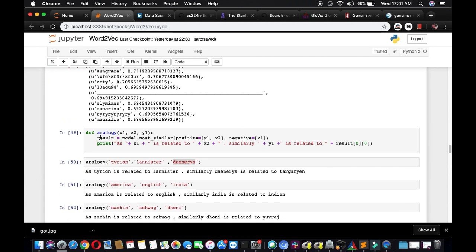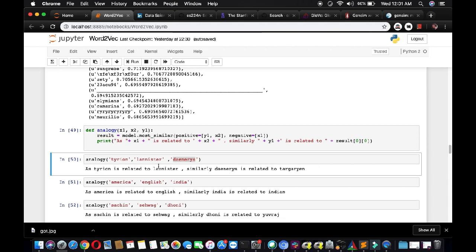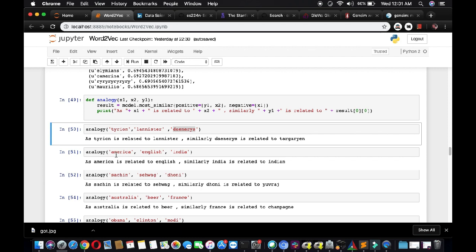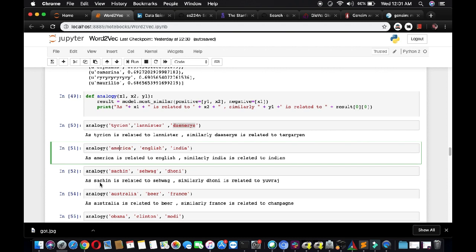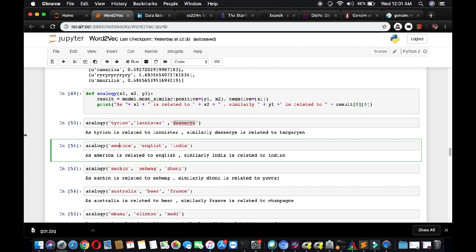So we are trying to build up the analogy. Let's just say the way Tyrion is related to Lannister, similarly Dany is related to what? Okay. So yeah, the answer is as Tyrion is related to Lannister, similarly Daenerys is related to Targaryen. Makes sense, right? Yeah. So as America is related to English, similarly India is related to Hindi. So as Sachin is related to Sehwag, similarly Dhoni is related to Yuvraj. I don't know how this came up.